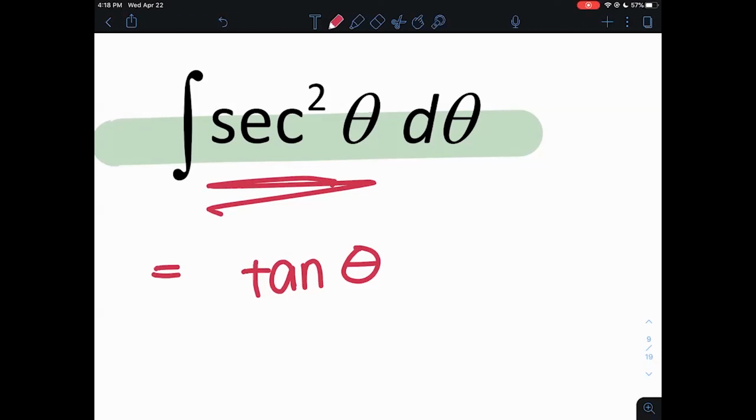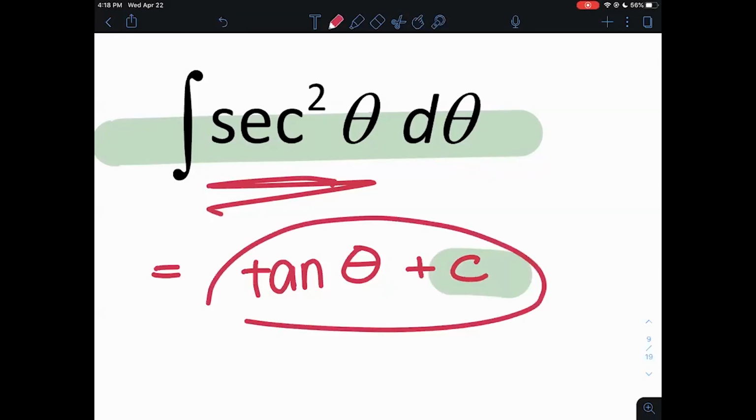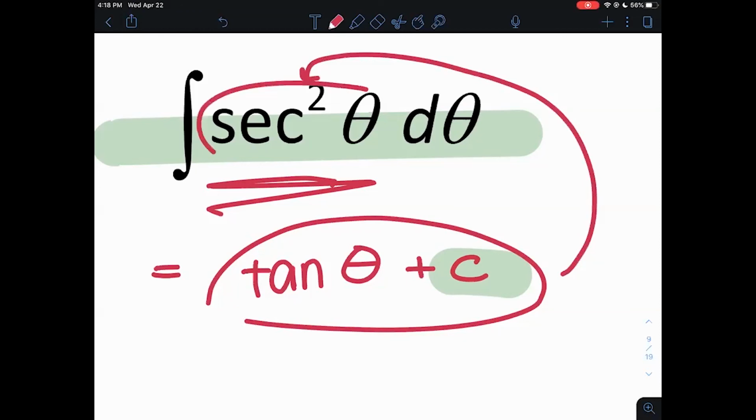Now, since this is an indefinite integral, I need to end with a function, which I did, but I also need to add a constant because the derivative of a constant is 0. So I could theoretically have any constant right here and still differentiate this line and end up with this function.